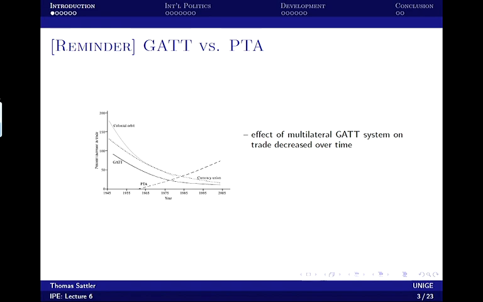What I haven't discussed so much, but what is really an important result that motivates this week, is this other factor, which is the existence of preferential trade agreements. And we see that the effect of preferential trade agreements on trade increases continuously over time. So the bottom line is the effect of the multilateral system on trade decreases while the effect of preferential trade agreements increases over time. So that motivates why our discussion today.